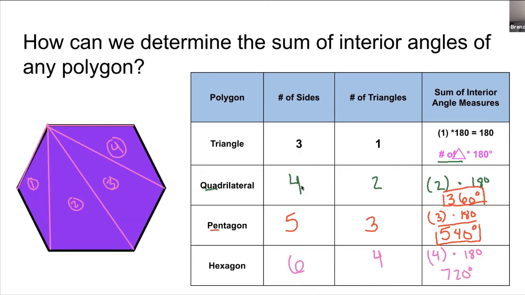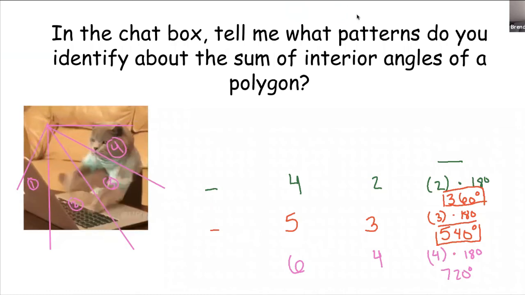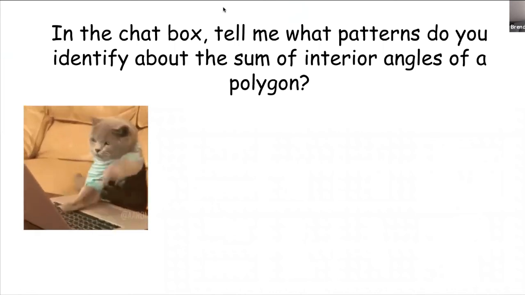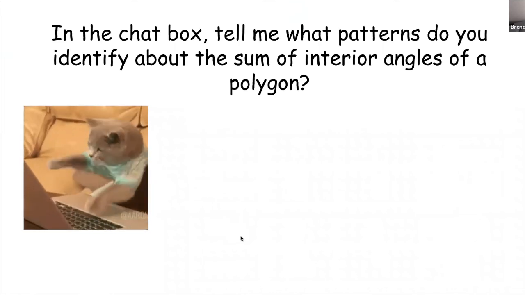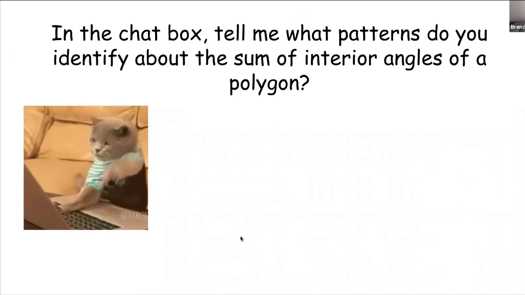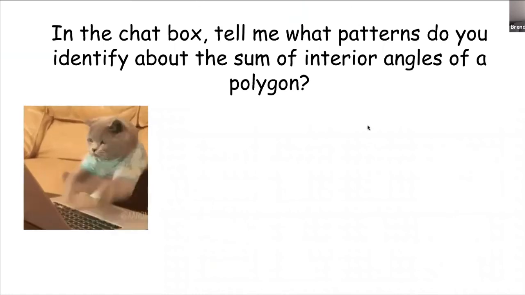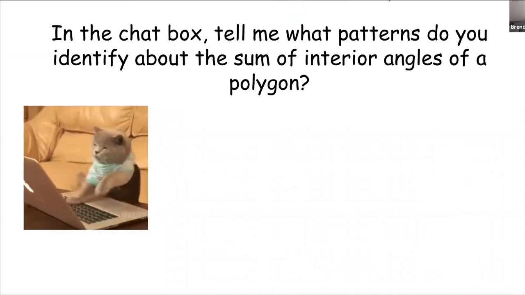Let me see if it's true for the next one. 4 sides minus 2 gives us 2. Pentagon, 5 sides minus 2 gives us 3. 6 sides minus 2 gives us 4. So if you were able to identify that there appear to be 2 fewer triangles than the number of sides of the polygon, then you were on the correct track. All right, so let's move on to our first example.